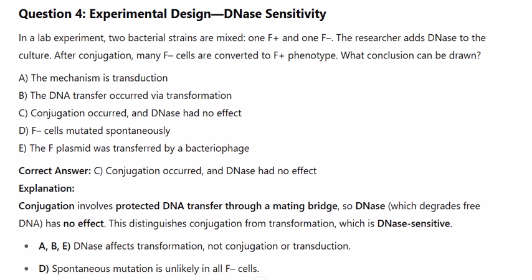This distinguishes conjugation from transformation, which is DNase sensitive. A, B, E. DNase affects transformation, not conjugation or transduction. D. Spontaneous mutation is unlikely in all F minus cells.